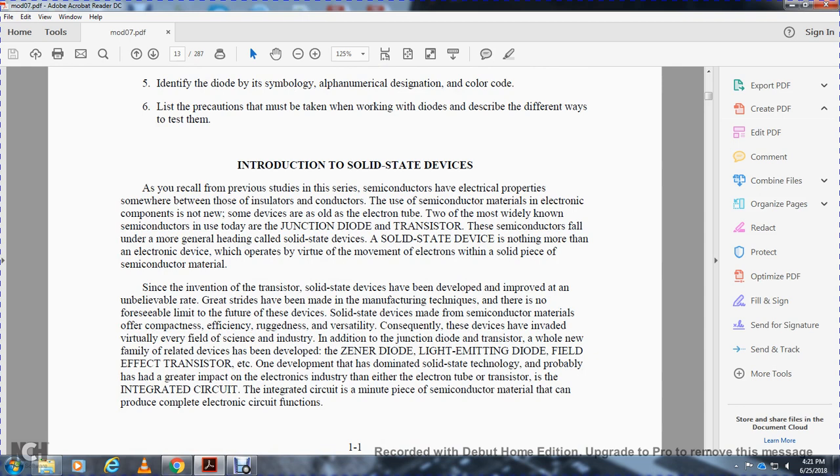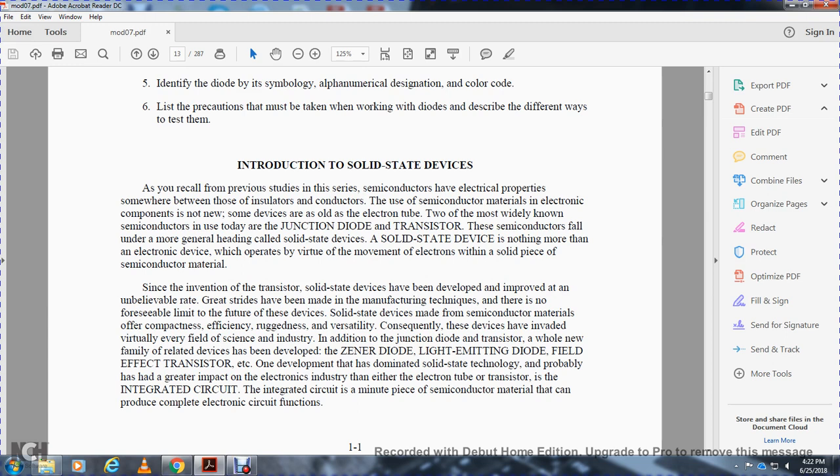Introduction to solid-state devices. As you recall, the semiconductor has electronic properties somewhere between those of an insulator and a conductor. The use of semiconductor materials in electronic components is not new. Some of the devices are as old as the electron tube. Two of the most widely known semiconductors in use today are the junction diode and the transistor. Semiconductors fall under the more general heading of solid-state devices. A solid-state device is nothing more than an electric device which operates by virtue of the movement of electrons within a solid piece of semiconductor material.